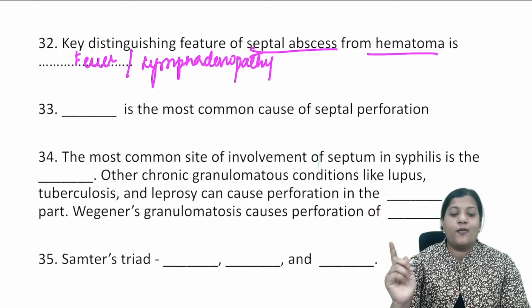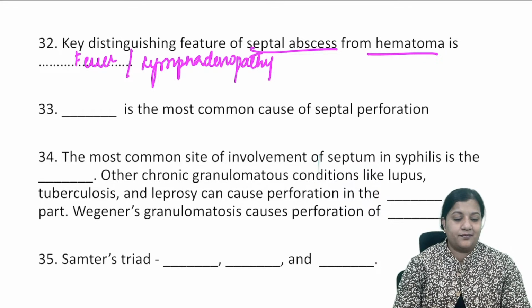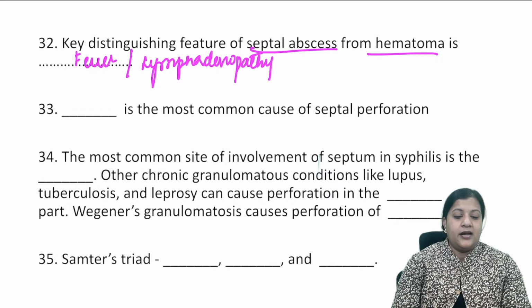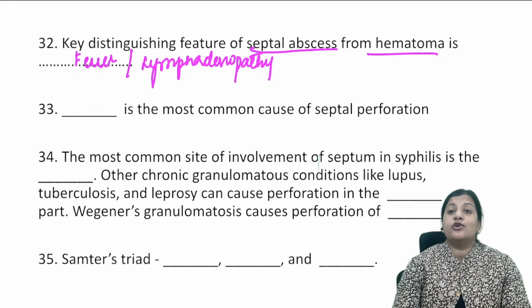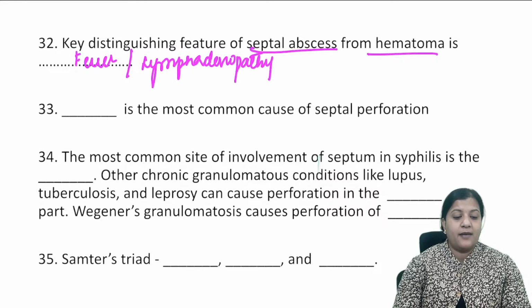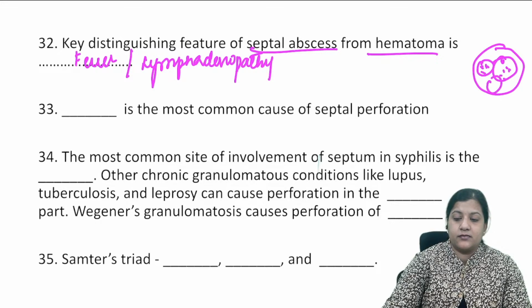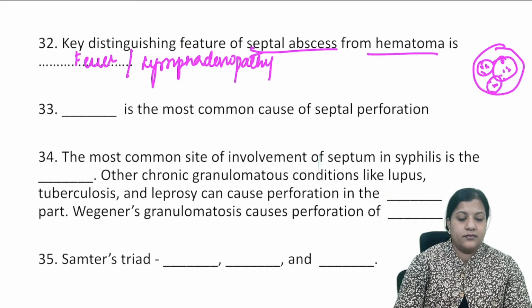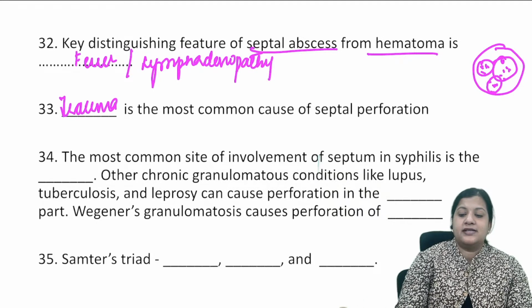What is the most common cause of septal perforation? Quick, quick, quick. Why does septal perforation happen? Mikulicz cells and Russell bodies are seen in rhinoscleroma, not in rhinosporidiosis. In rhinosporidiosis histopathology, you will see sporangia with spores. Okay? In rhinosporidiosis, you'll see sporangia, and within them there will be multiple spores like this. Yes, trauma is the most common cause of septal perforation.